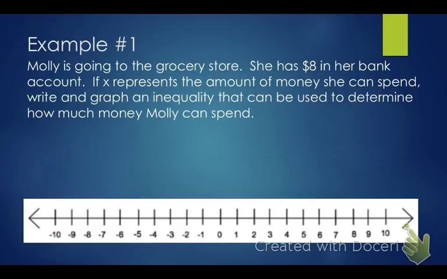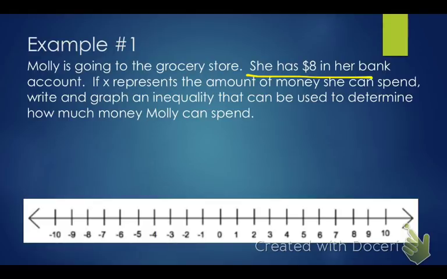All right, so once again, she has $8 in her bank account. That's really important. She's got $8. Now, here's the deal. We're going to use X to represent the amount of money she can spend. Can she spend more than $8? No, she can't because she only has $8 in her bank account. So we have to be really careful.